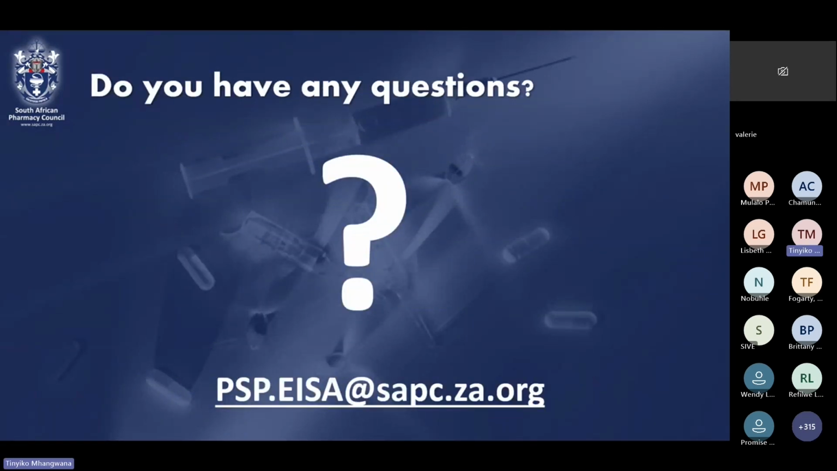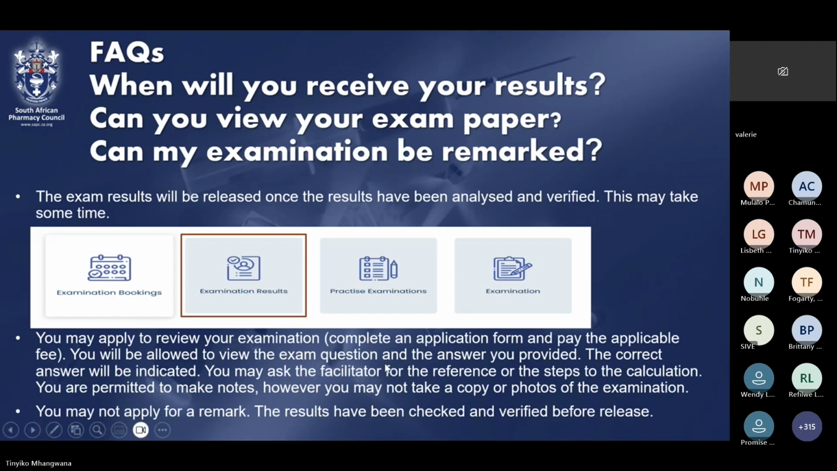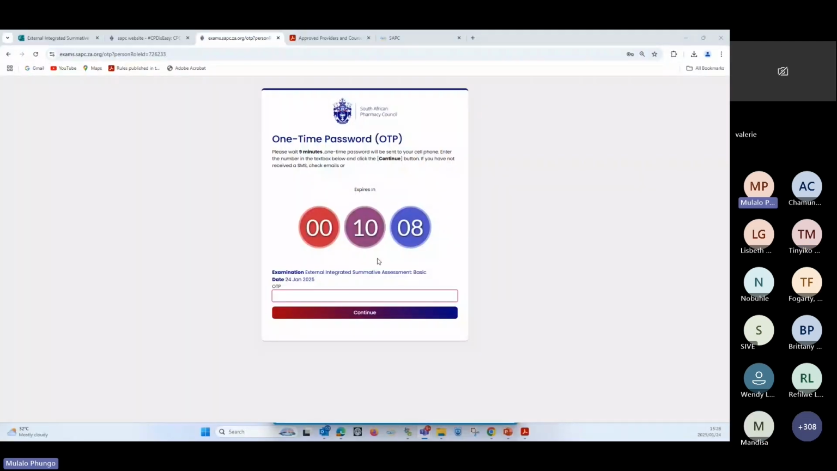So I think I will give, no. I'm not sure if Molalo will love to demonstrate, or I can go quickly to demonstrate for you how the exam is. I'm demonstrating how you log onto the system. I've already gone onto the website, so I will proceed and put in my OTP, which has come through on both my registered cell phone number with Council, as well as my registered email address with Council.